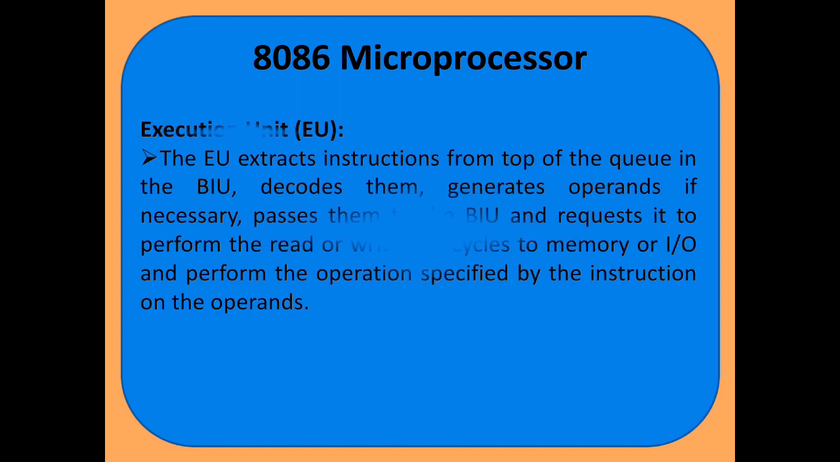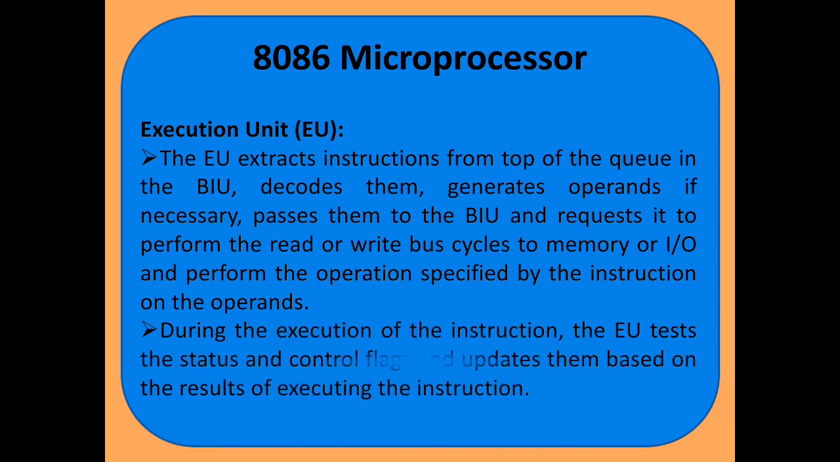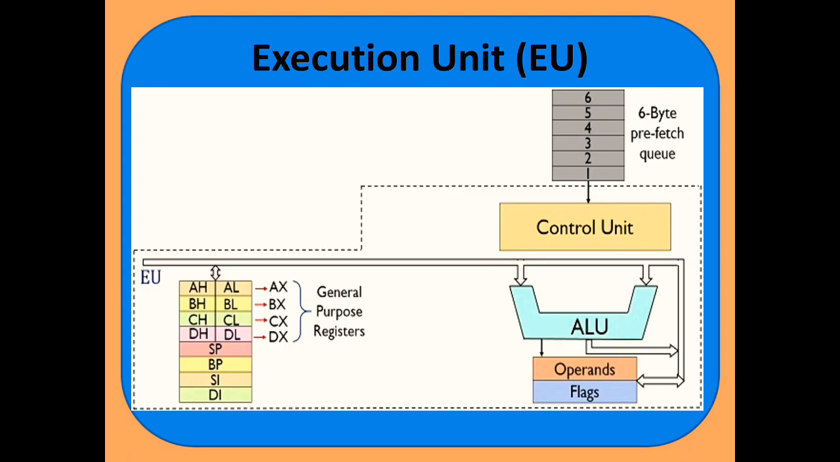Coming to the execution unit, it extracts the instruction from the top of the queue in the bus interfacing unit, decodes it, generates the operands if necessary, and passes them to the bus interfacing unit. According to the instruction, it gives control signals to the other peripheral devices and components present in the microprocessor. And this is the execution unit.